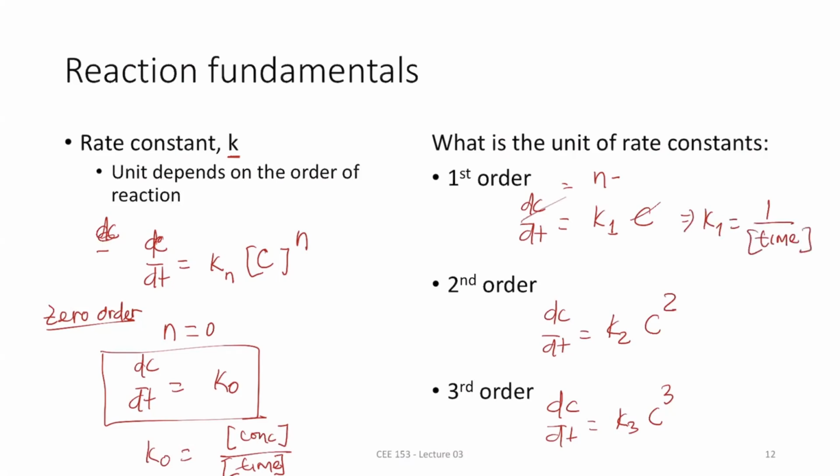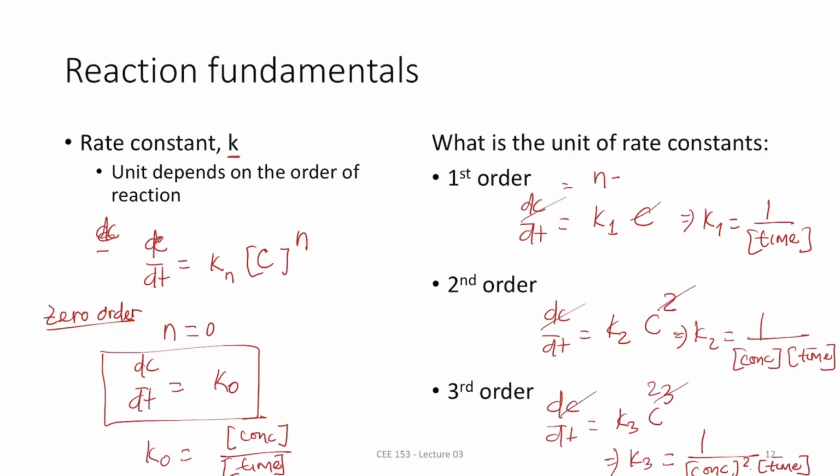So anytime I give you a rate constant and I didn't tell you whether it's first order or second order, just look at the unit. Based on the unit, you can say this is first order or zero order. Again, we can cancel out, so K2 will be 1 over concentration and time. That's the unit. Same thing, K3 unit would be 1 over concentration square and time.